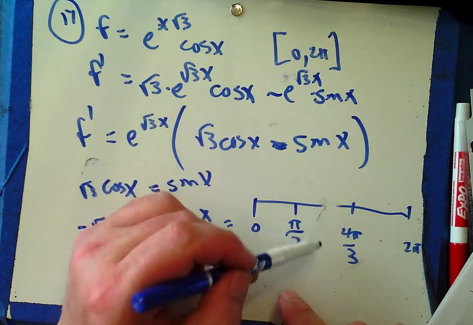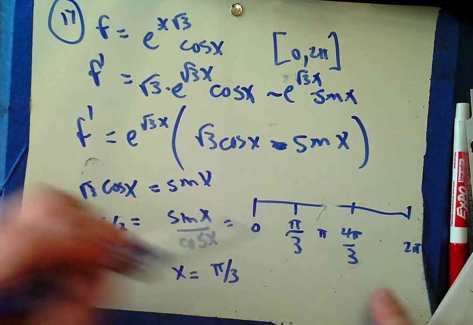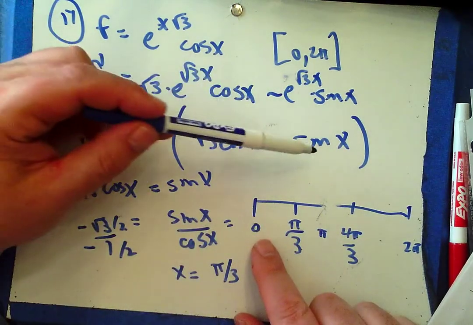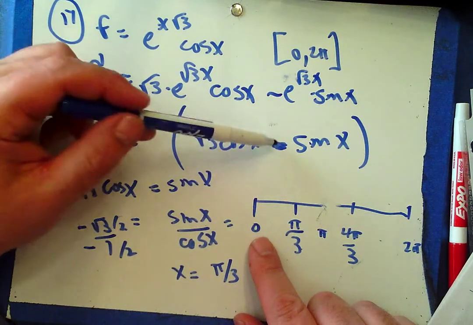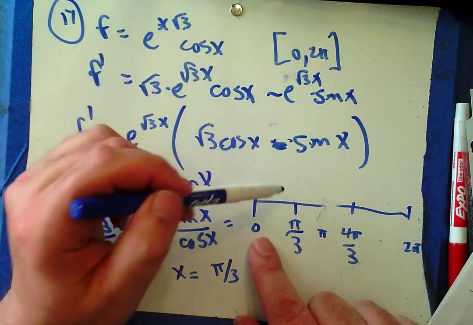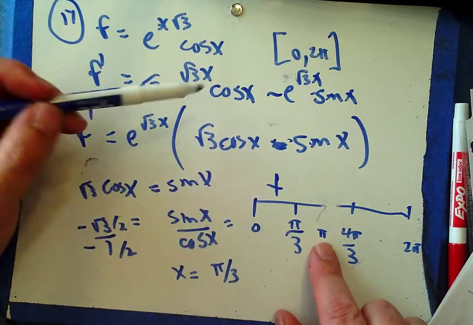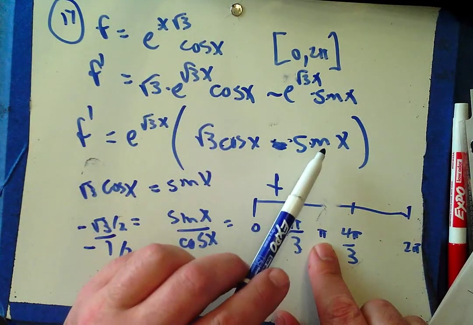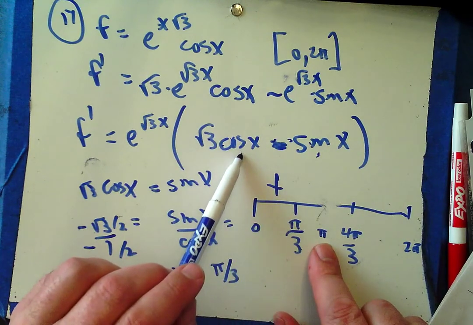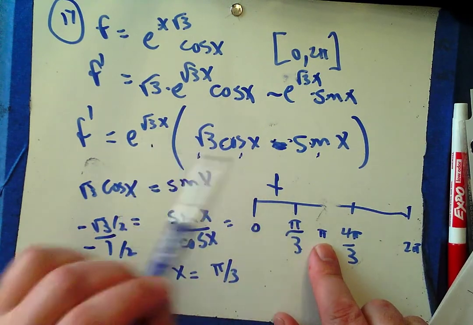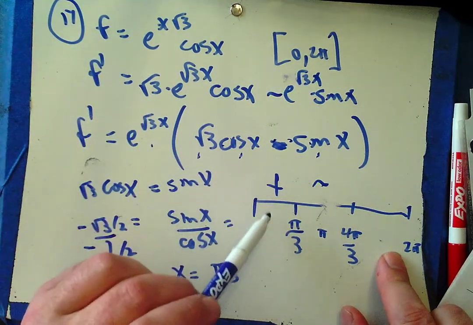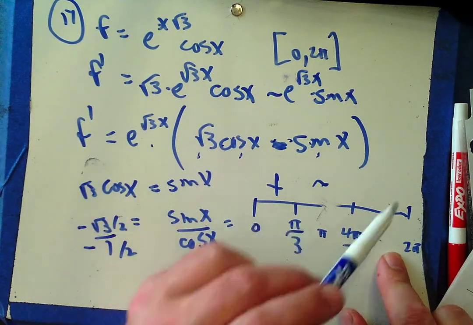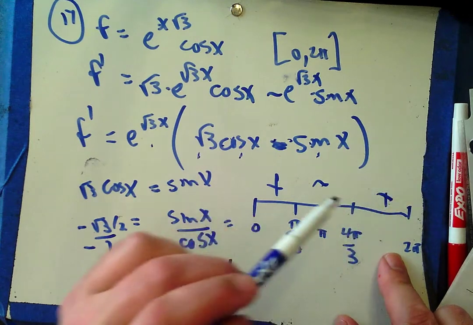How about 0? How about pi? How about 2 pi? So sine of 0 is 0, cosine of 0 is 1, so we have root 3 minus 0, that's positive times positive is positive. We plug in a pi, that's still 0, that's now negative. Root 3 times positive. And if we plug in a 2 pi, that's exactly the same as when we plugged in 0, and so we get positive.